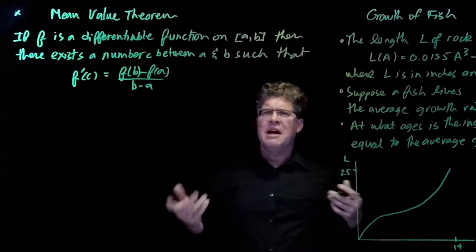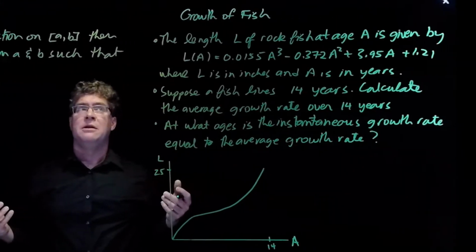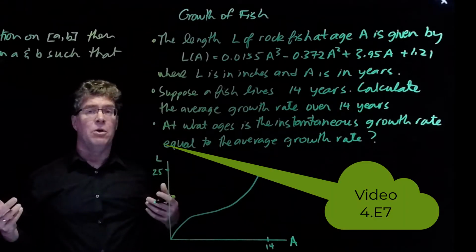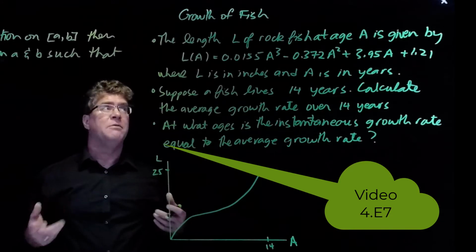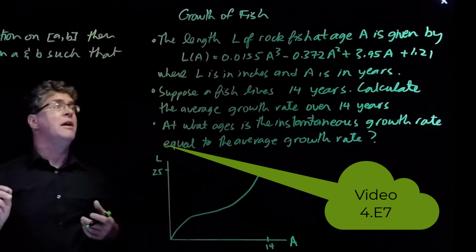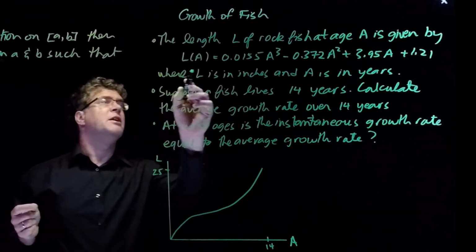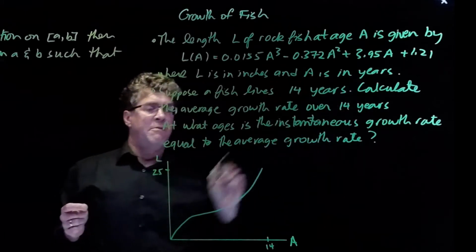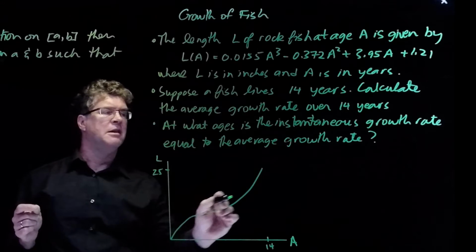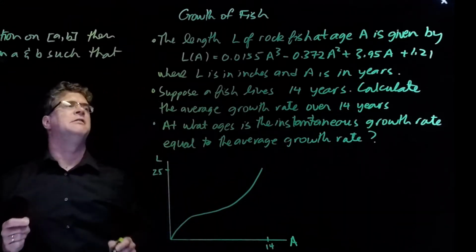So let's try to understand this in a biological context for the growth of fish. We're going to return to an example we saw in a previous video, where we're looking at the length of rockfish at age A, and we're calling the length L. The length L is given by a cubic polynomial, which is shown right here. If you graph out the function L, it looks something like this. Here, the horizontal axis is A, and the vertical axis is L.